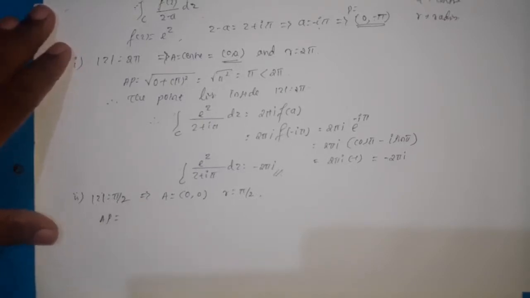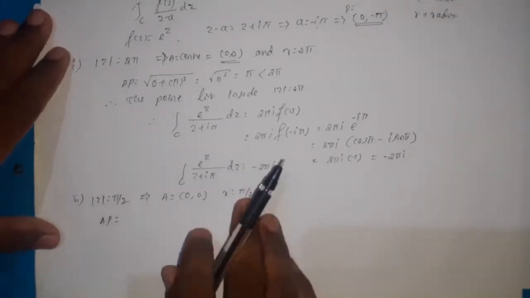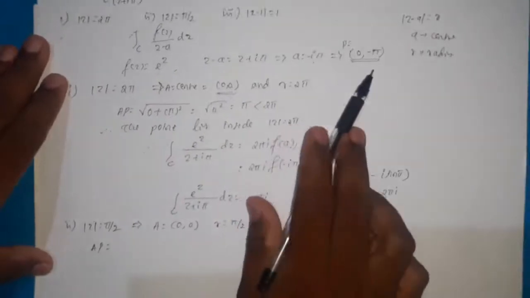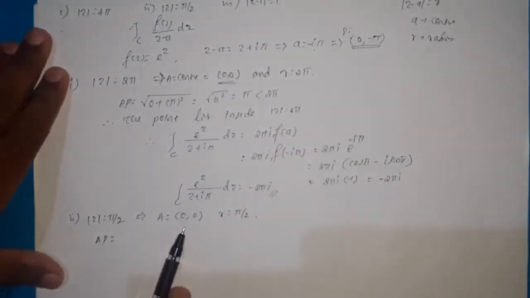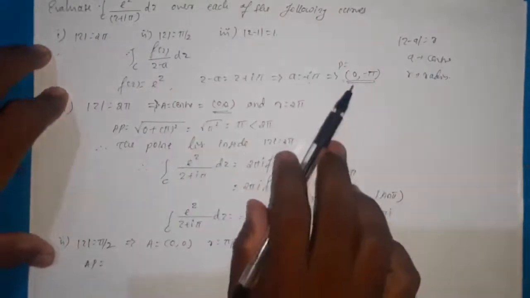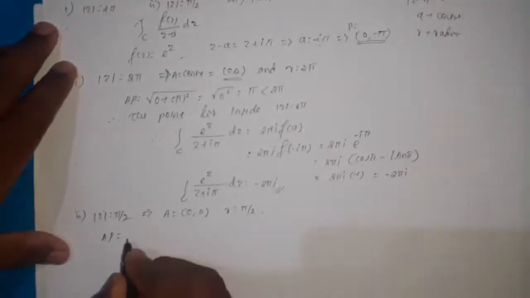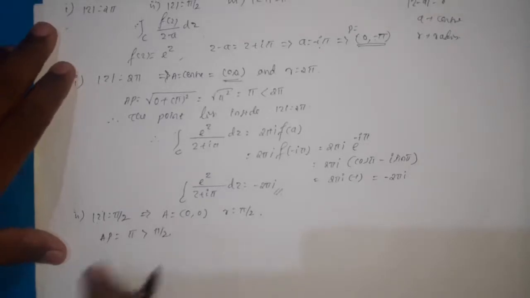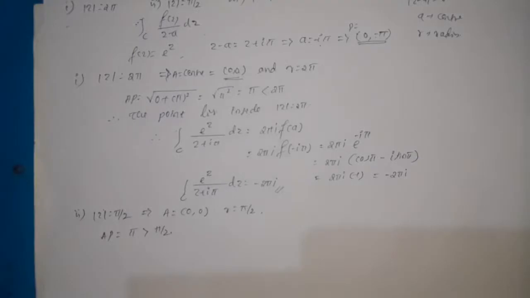choose AP, the distance. So here in the previous case also a is 0 comma 0 and the point P is 0 comma minus pi. Here also a is 0 comma 0 and the point will be same for all these three curves. So therefore the distance will be pi only. Now AP is equal to pi, but here pi is greater than pi by 2. So if the distance between those two centers is greater than the given radius, then the point lies outside the circle mod z equal to pi by 2.